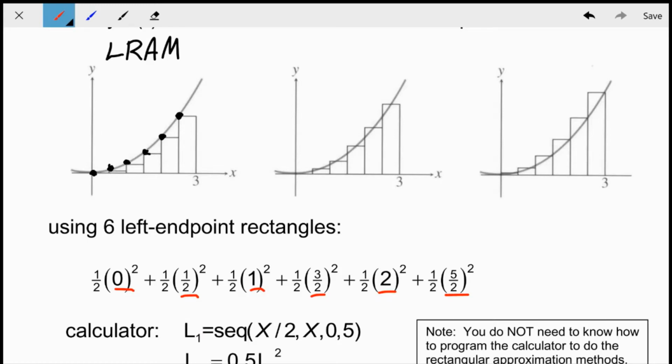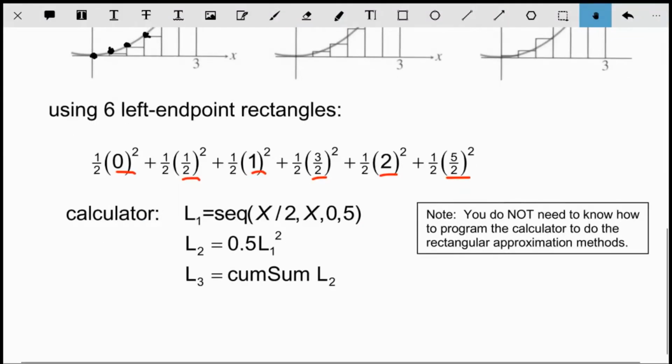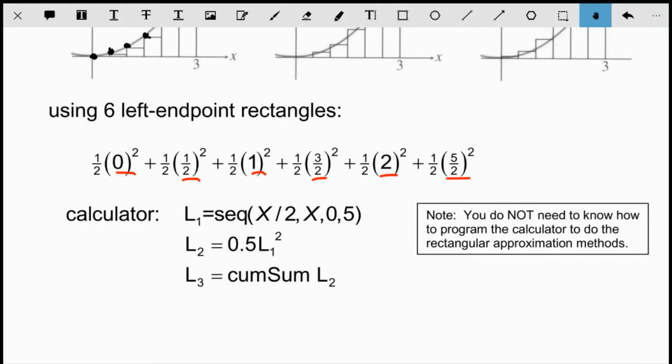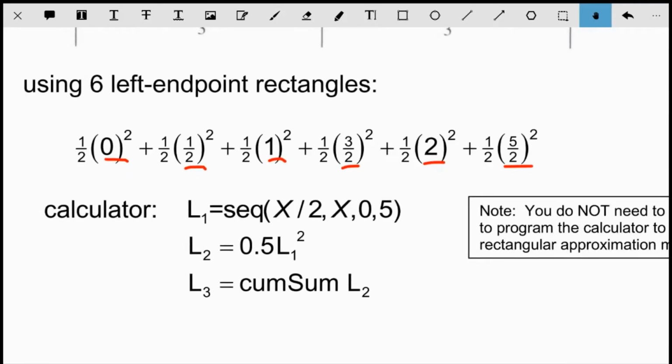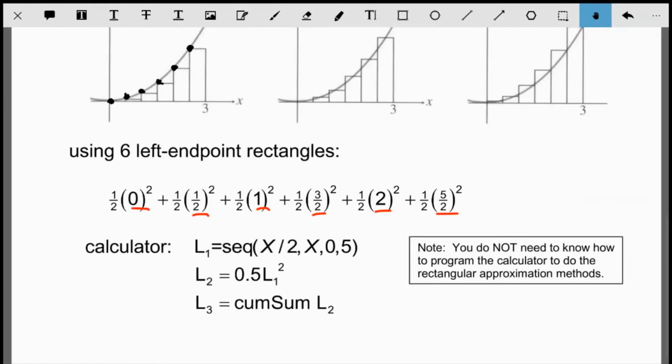And just really quickly, just to mention this, down below here, I included a little bit of information for you about how to do these things on the calculator. This is not something you have to know how to do, but if you're interested, you can play around with the lists in our TI-84 calculators, and you can use those to do a rectangular approximation. In this case, we're setting up the values that are going to make the pattern that you see in that summation that I've written out.